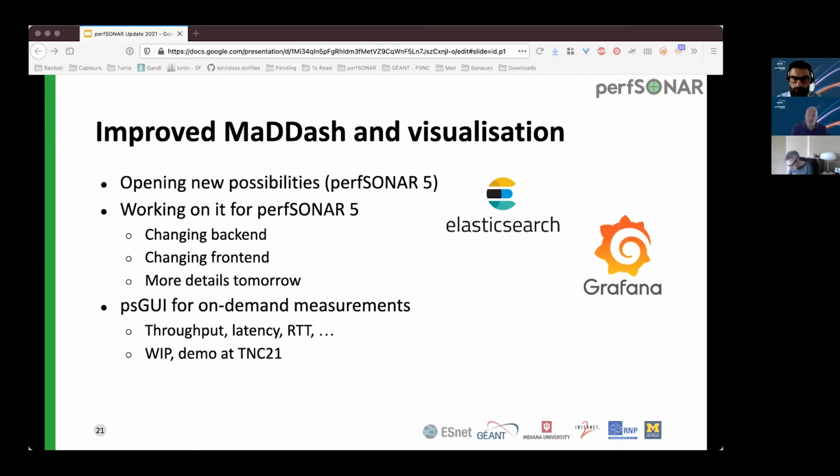And there is also another tool that we're currently working on, but that's still work in progress. That's a new graphical user interface for on-demand measurements. We currently have throughput, latency, and round trip time. And at the workshop 2 years ago, we actually presented our plans and the reason why we were working on that. Hopefully, we'll be able to present you a beta version soon, and we will have a demonstration of that at the next TNC.